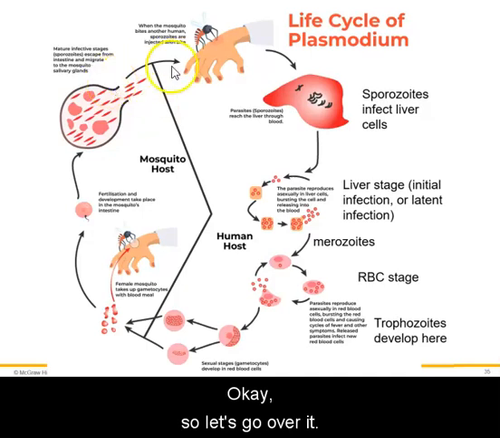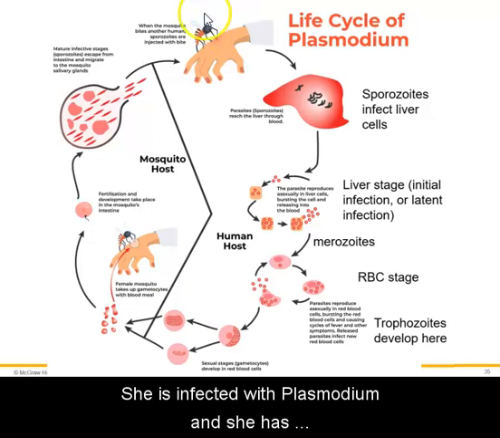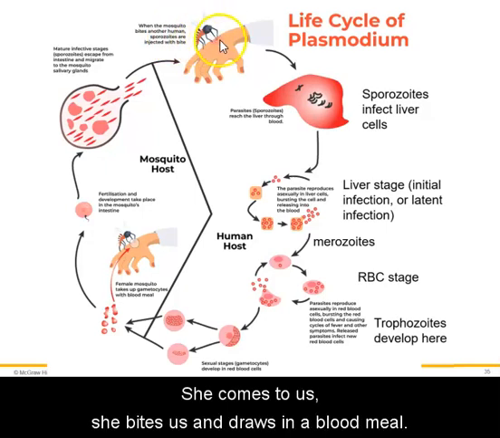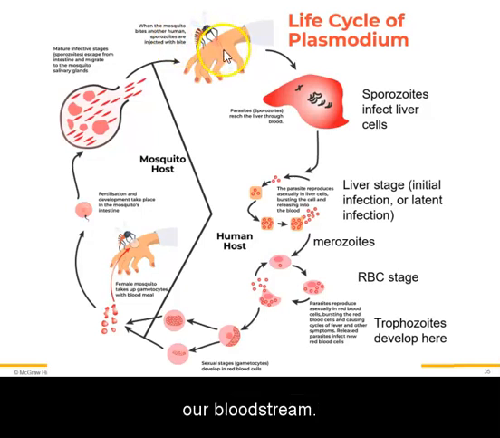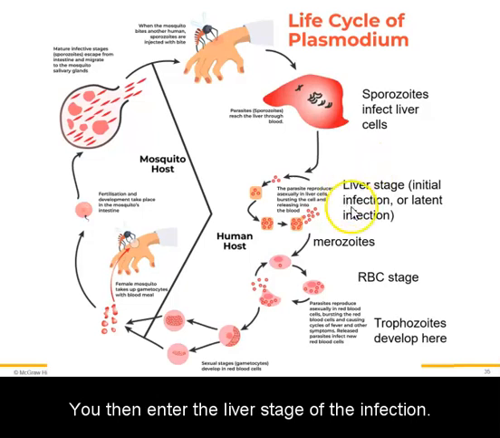Okay, so let's go over it. So you have a female Anopheles mosquito. She is infected with Plasmodium, and she has Plasmodium sporozoites in her salivary glands. She comes to us, she bites us, and draws in a blood meal. When she does that, she injects sporozoites into our bloodstream. Now those sporozoites travel to the liver where they infect liver cells. You then enter the liver stage of the infection.